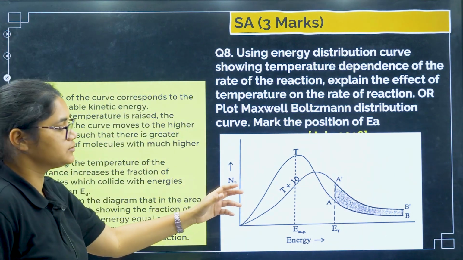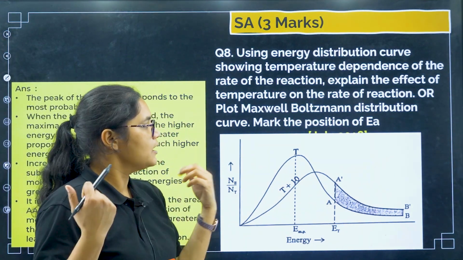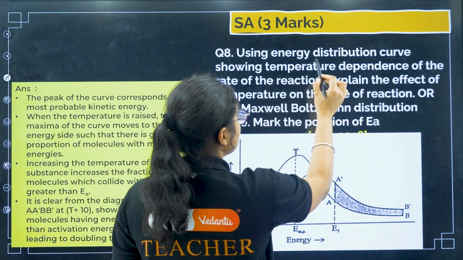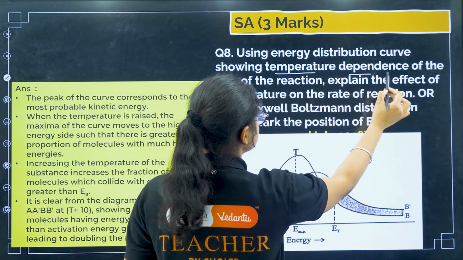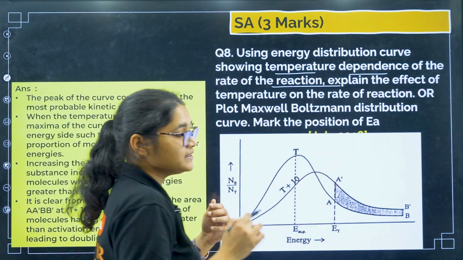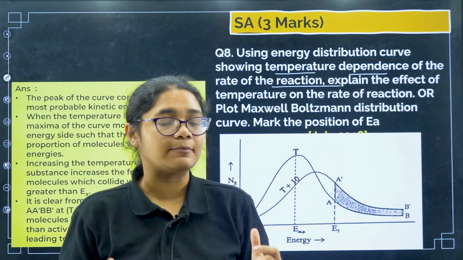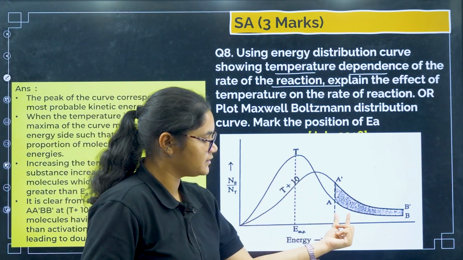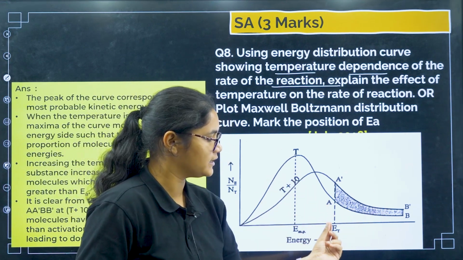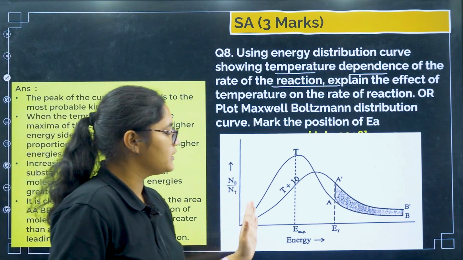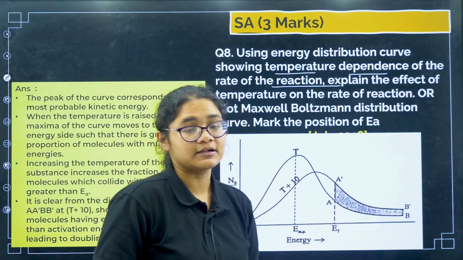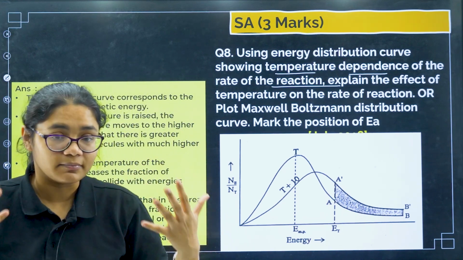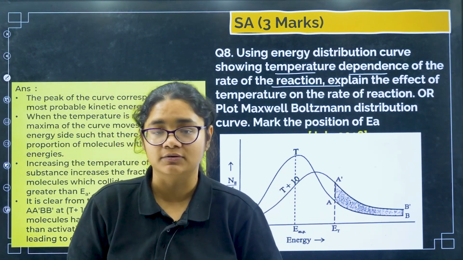Effect of temperature. Okay, so you can have a direct question: draw the Maxwell-Boltzmann distribution curve, or a question like: use an energy distribution curve showing the temperature dependence of the rate of the reaction, meaning how the rate is dependent on the temperature, that you have to show. So when you draw this graph, you have to show that when the temperature is T, the number of particles having energy greater than the threshold energy is less. Now when you increase the temperature, the number of particles having energy greater than the threshold energy is much more, so that is why as the number of particles increases, the rate of the reaction will increase.